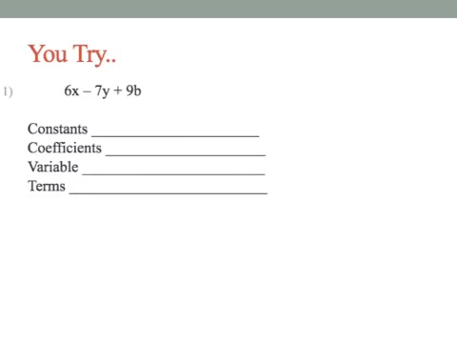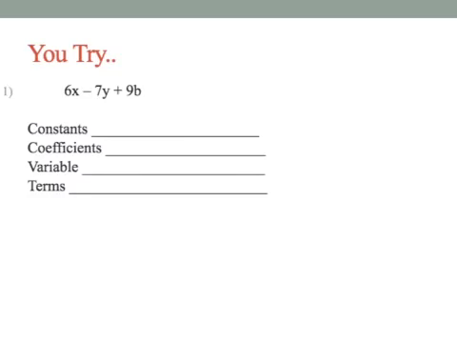So these are you-try problems. So you're going to want to pause the video, try these problems on your own, and then come back and watch to see if you have them correct. So this one is 6x minus 7y plus 9b. Try it on your own and then come back and check yourself.